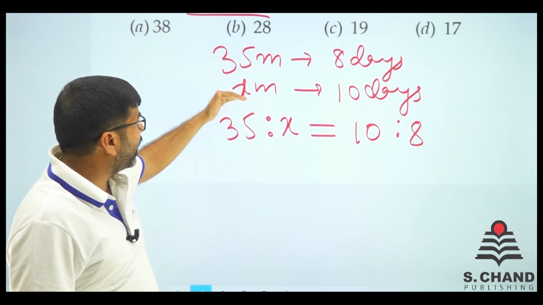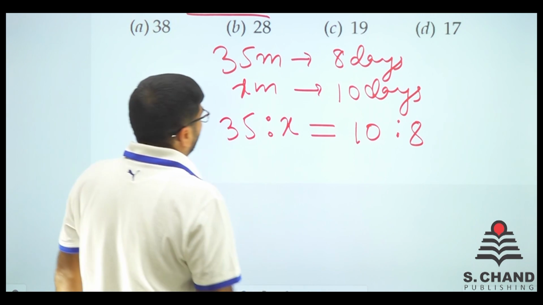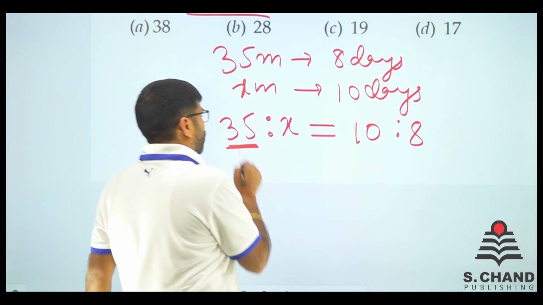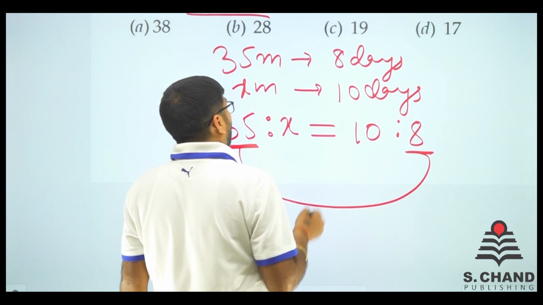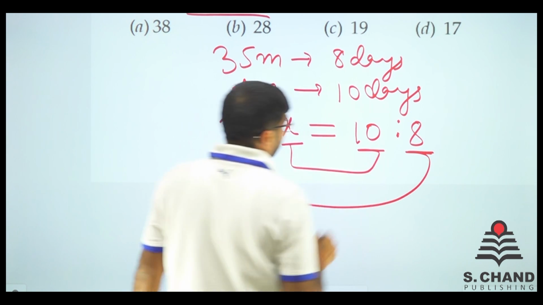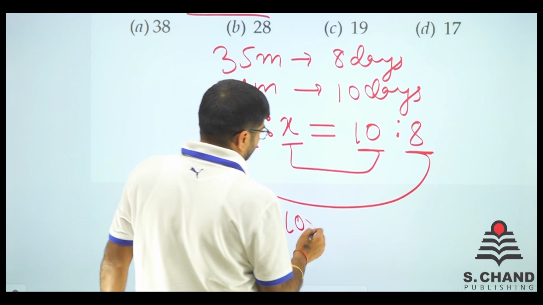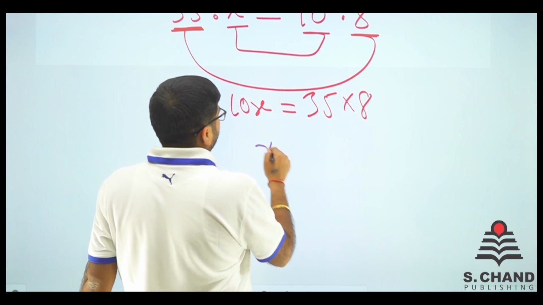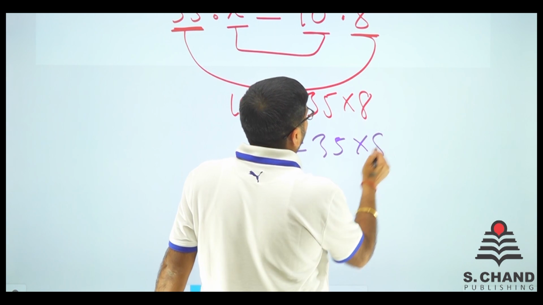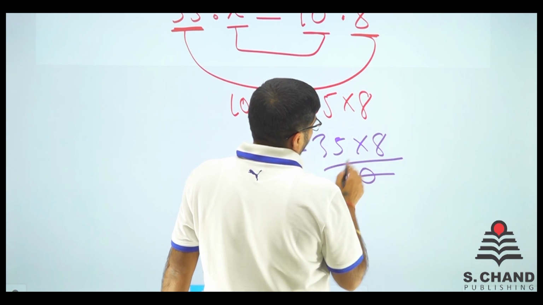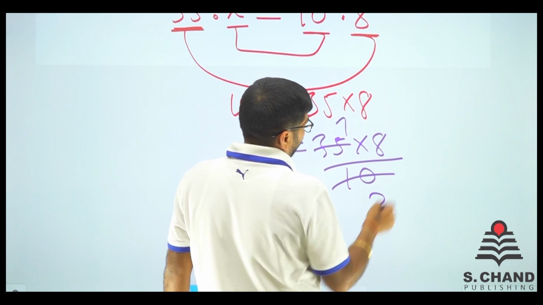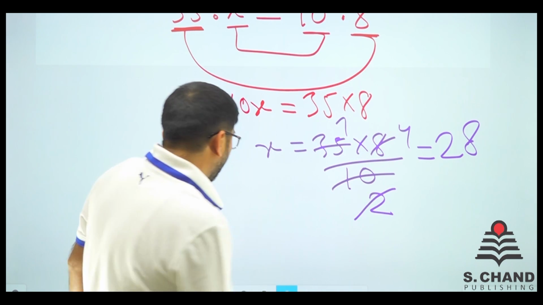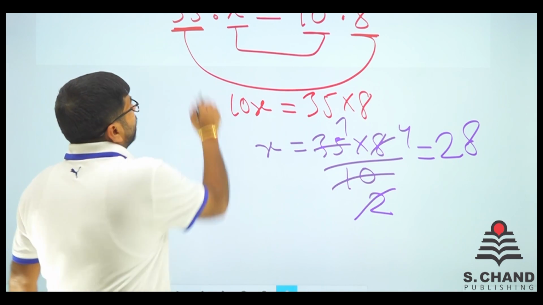यहां 35 से X जाएंगे तो यहां 10 से 8 जाएंगे. So just do the cross calculation. Cross calculation मतलब cross multiplication. 1st is always multiplied to the 4th and the second is multiplied to the third. So we get 10x is equal to 35 into 8. So x is equal to 35 into 8 divided by 10. So we get 2 here, we get 7 here, we get 4 here, so we get 28 here. So it will take 28 men to complete this work in 10 days.